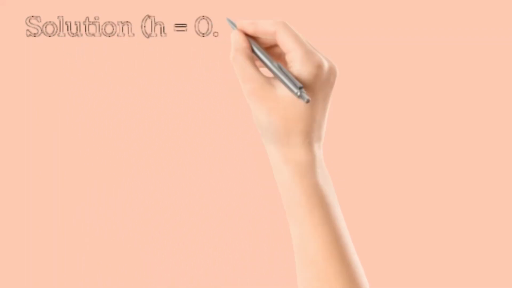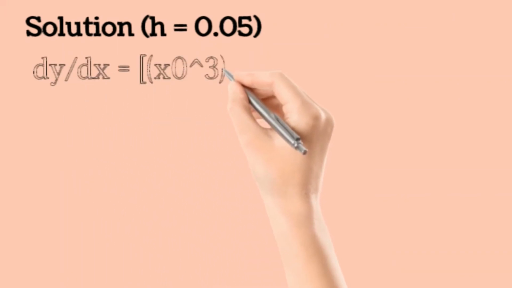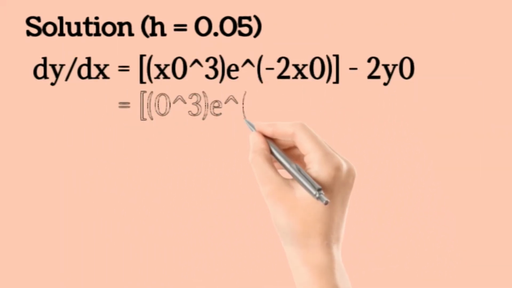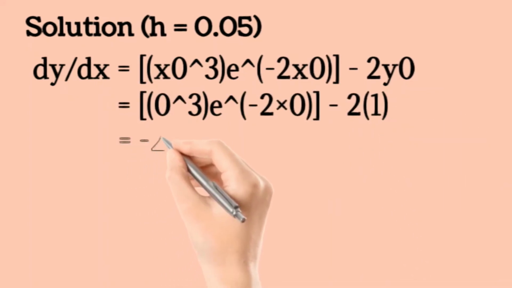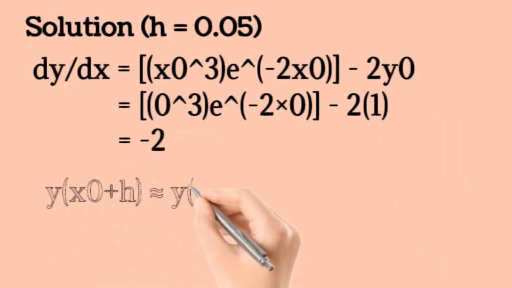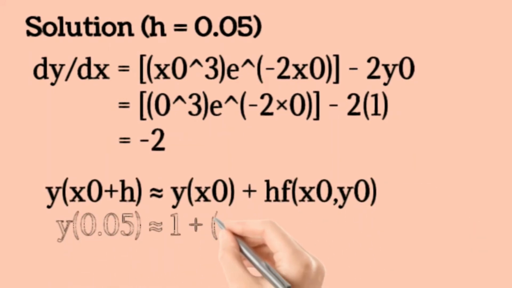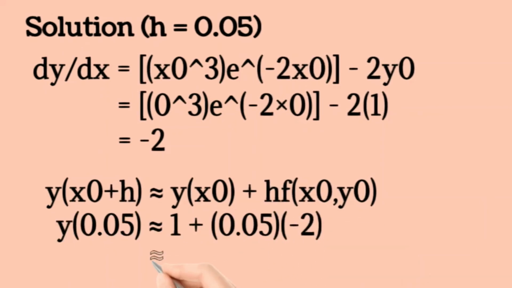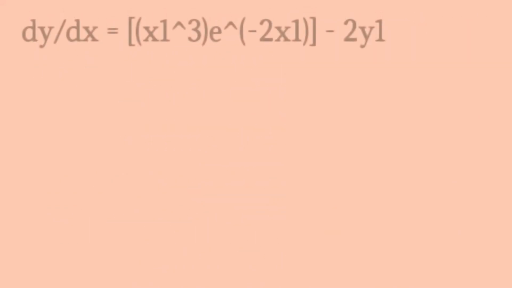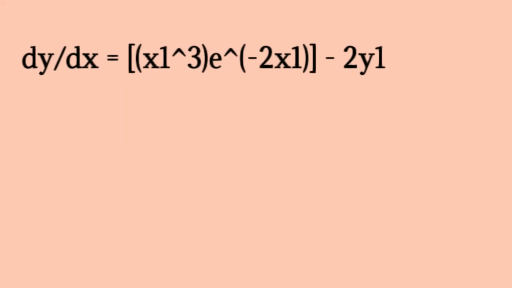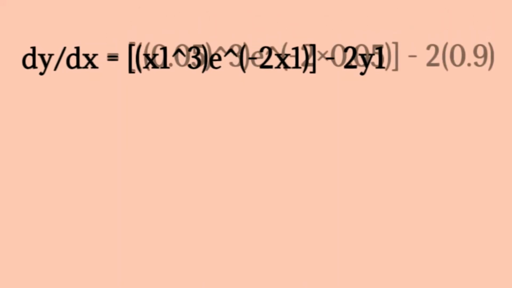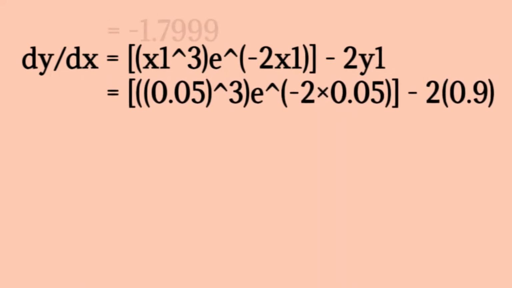This is the solution for the step size h equals 0.05. As usual, we substitute the values of x0 and y0 into the derivative and we will get -2. We then calculate our first iteration by substituting into Euler's method, y(x0) plus h times f(x0, y0), and we will get 0.9. Next, substitute x1 equals 0.05 and y1 equals 0.9 from the previous iteration into the derivative to get -1.7999.